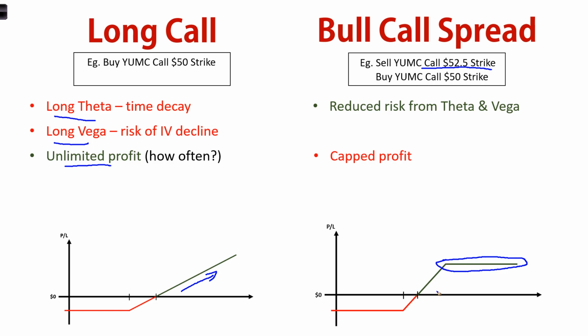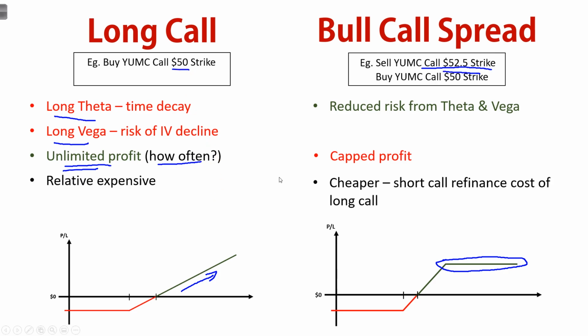Well, actually no. If you think about it, unlimited profit does sound attractive. But then again, how often do you get to realize such huge profits? How likely is it that Yum China will go from, let's say, $50 to $100 within your expiration date for you to get that rich profit? Since the probability isn't that high, why not set a realistic cap by selling a higher strike call, collect some premium and use it to offset the cost of your trade?